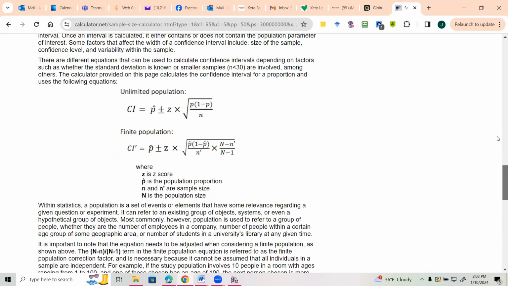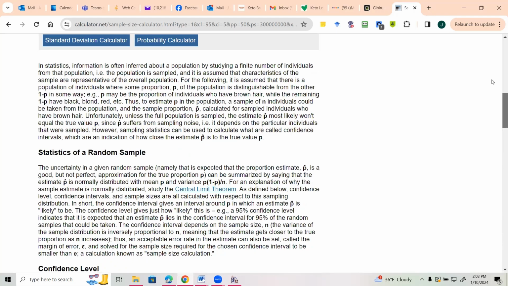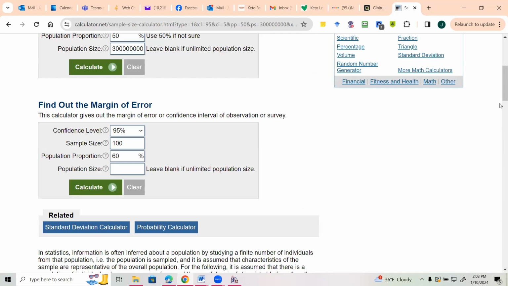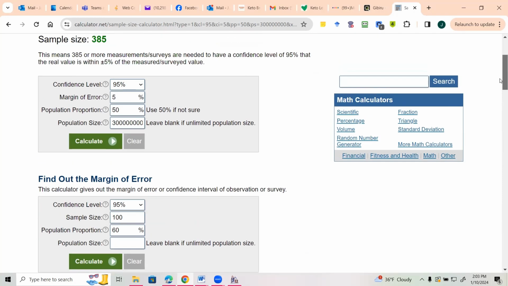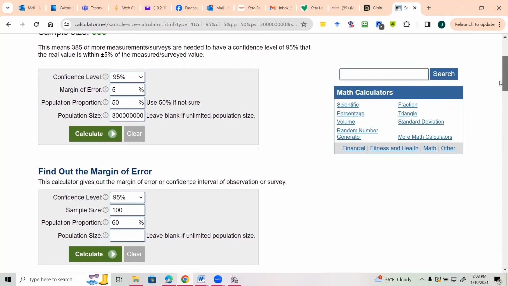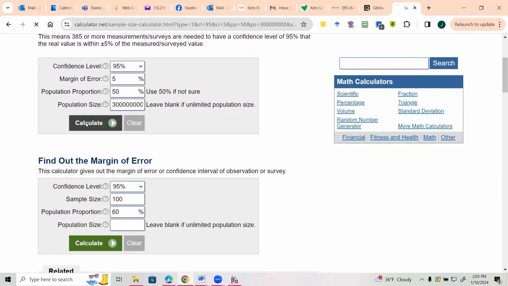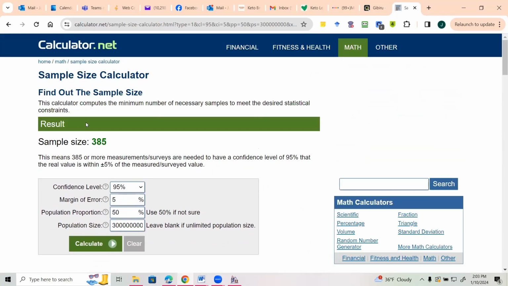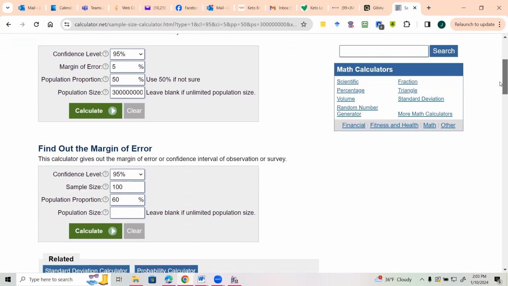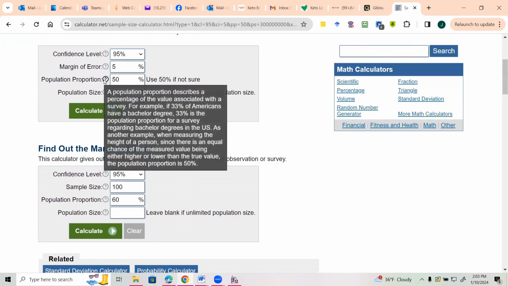That has to be an example. That can't be right. Hold on a second. Where's the calculation? Oh, yeah, I guess that is right. 385 people for 300 million. That doesn't sound right to me. Does that sound right to you? This is why I don't like these sample size calculators. Okay. And I can also find out my margin of error if I want to provide all of these things.